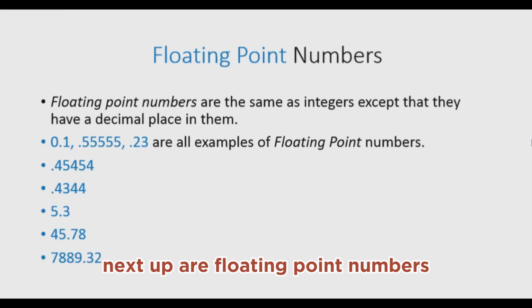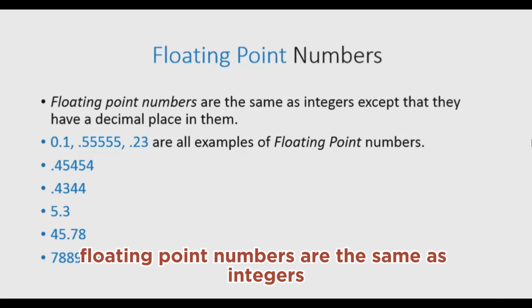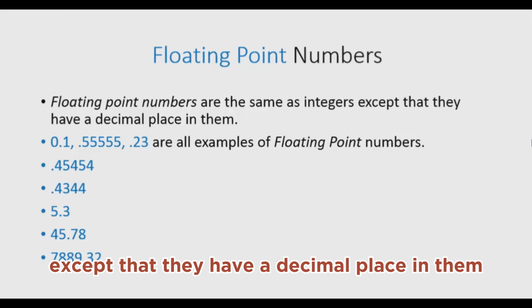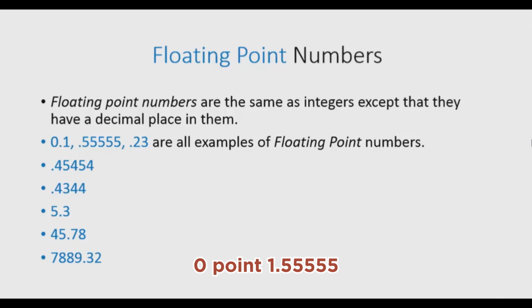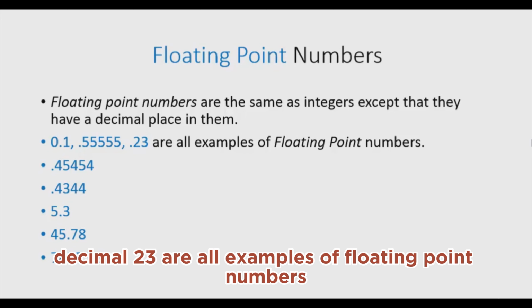Next up are floating point numbers. Floating point numbers are the same as integers, except that they have a decimal place in them. 0.1, 0.55555, 0.23 are all examples of floating point numbers.